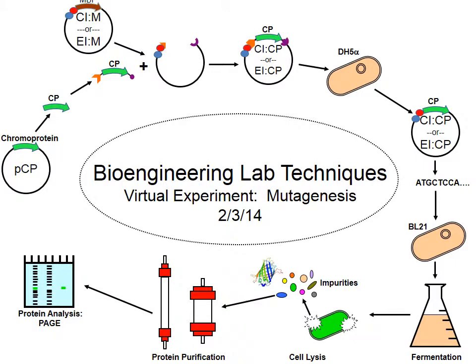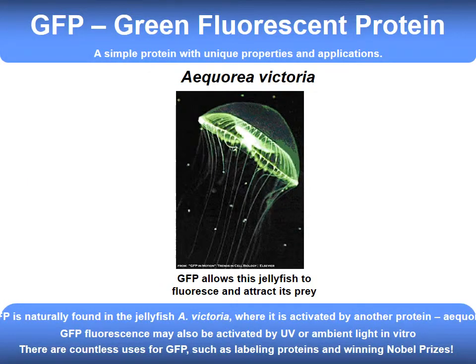So that being said, today we're going to talk about mutagenesis, so making mutations in proteins. I'd like to start with a case study. This is a jellyfish, Aequorea victoria, and what makes it special is that it has a fluorescent protein. Specifically, it's a green fluorescent protein. The acronym for that is GFP, which you might have heard of before.